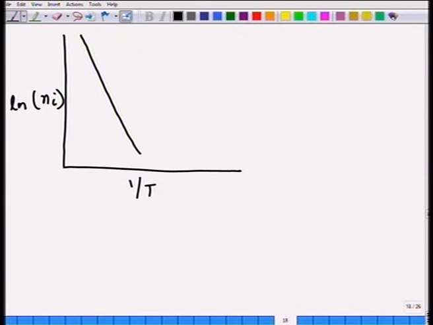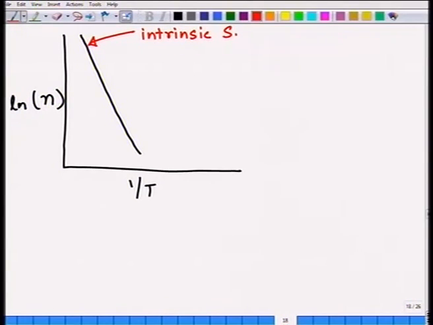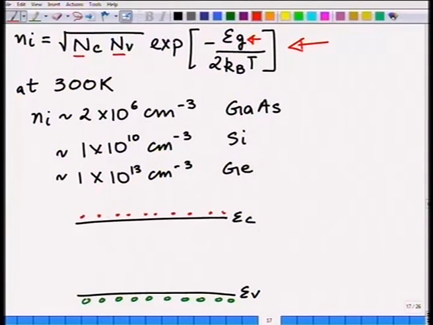I will leave it not as Ni, but as log of n, the carrier concentration n, the number of electrons in the conduction band. Then this is for an intrinsic semiconductor, and this equation will be valid. This equation will be valid for an intrinsic semiconductor, and I am going to get a straight line.